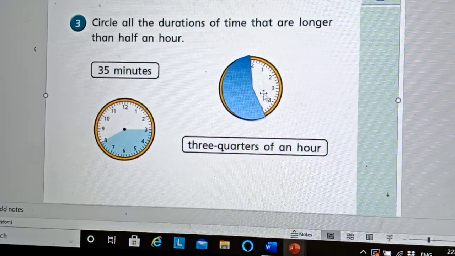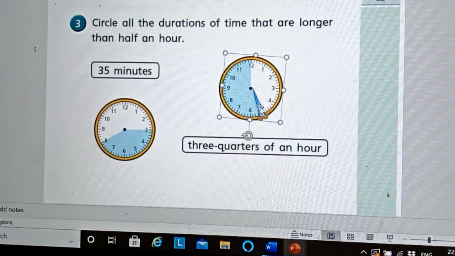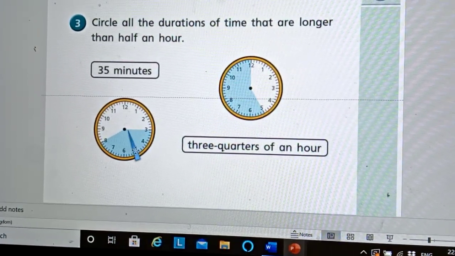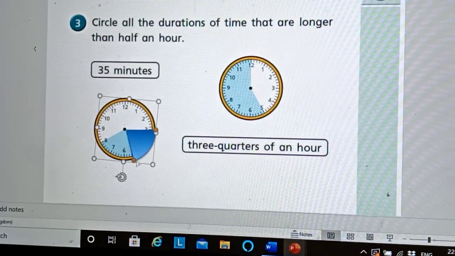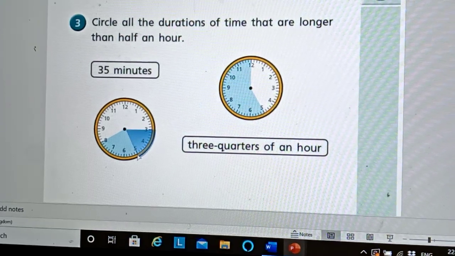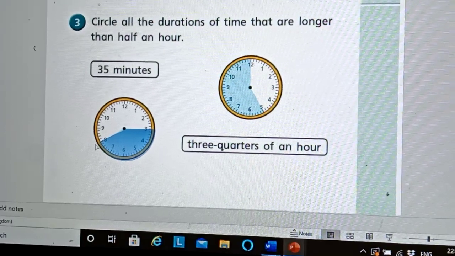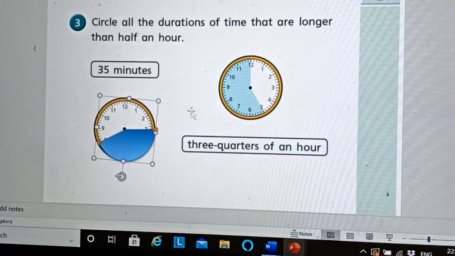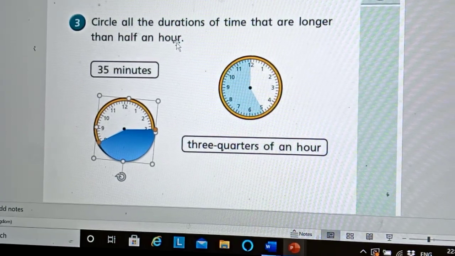And let's check out this one here. How many minutes does he move? Let's check him out. This time we'll put him there. He starts at quarter past, doesn't he? And how long does he move for? Let's count. 5, 10, 15, 20. Ah, he moves 25 minutes. Is 25 minutes longer or shorter than half an hour?